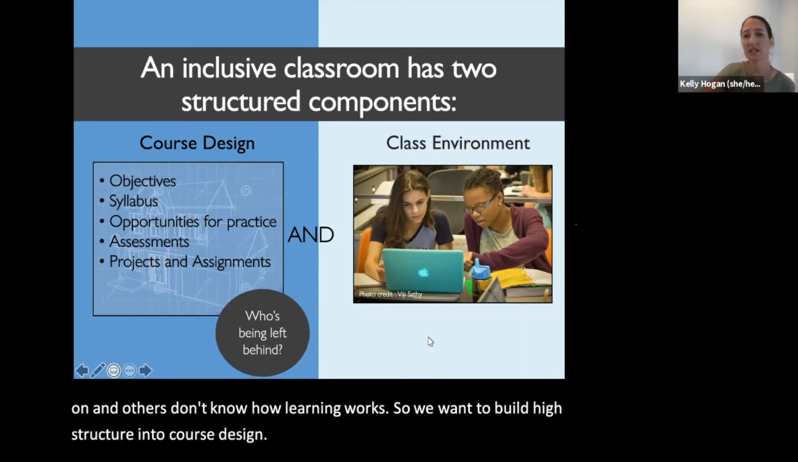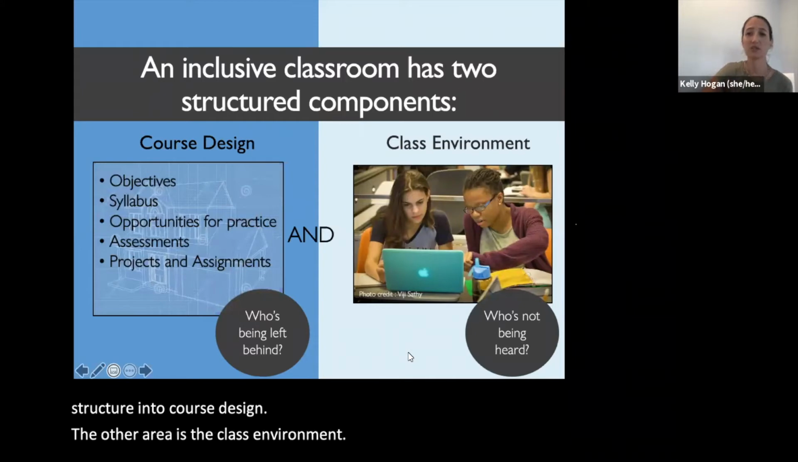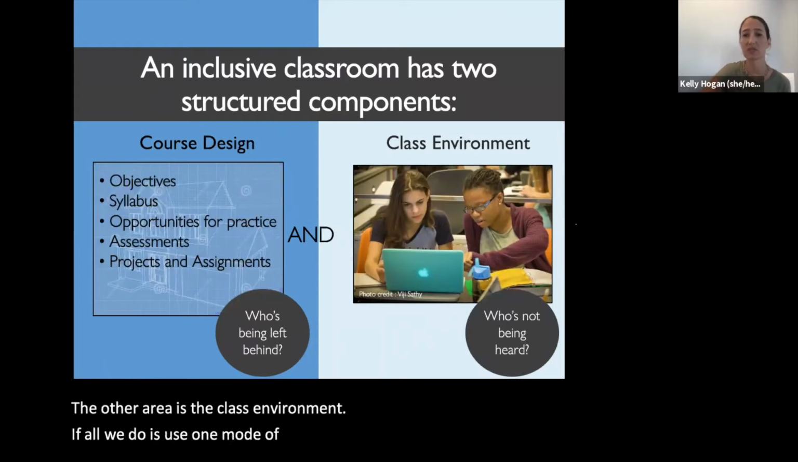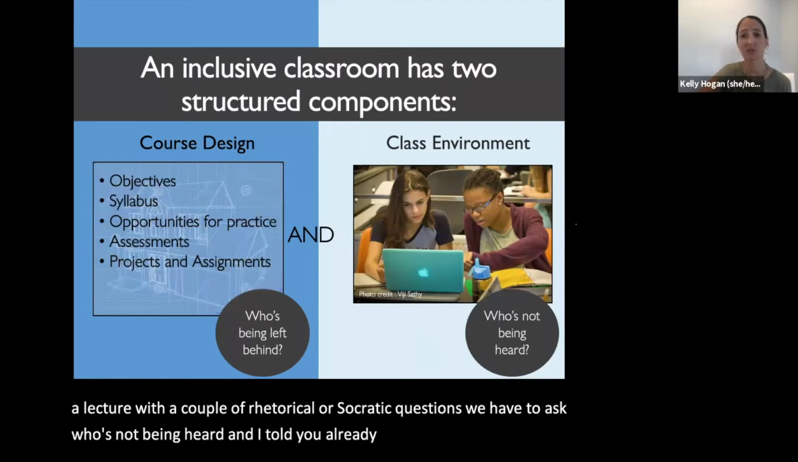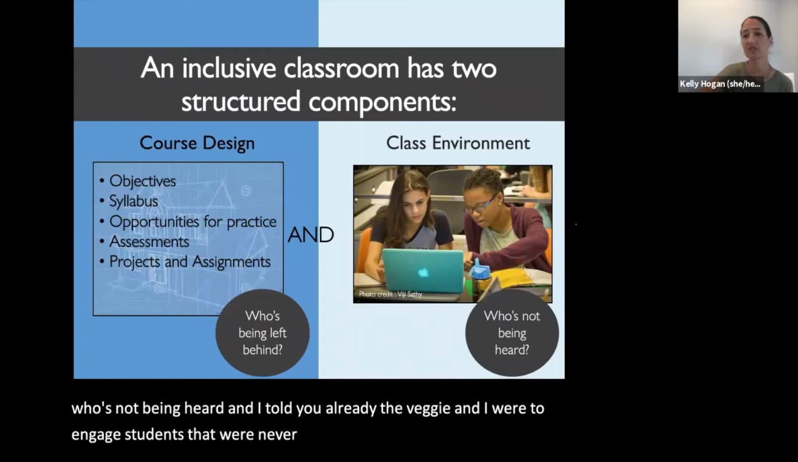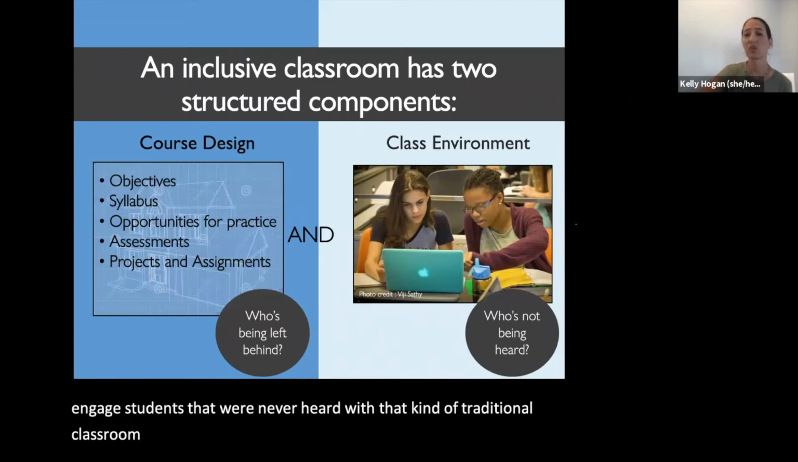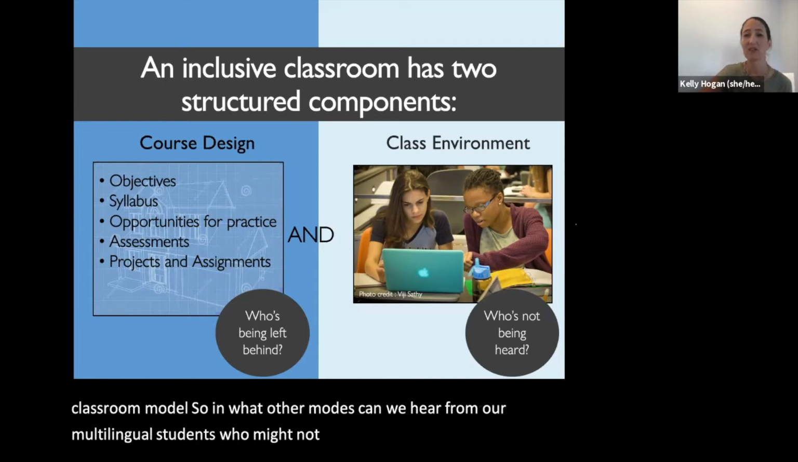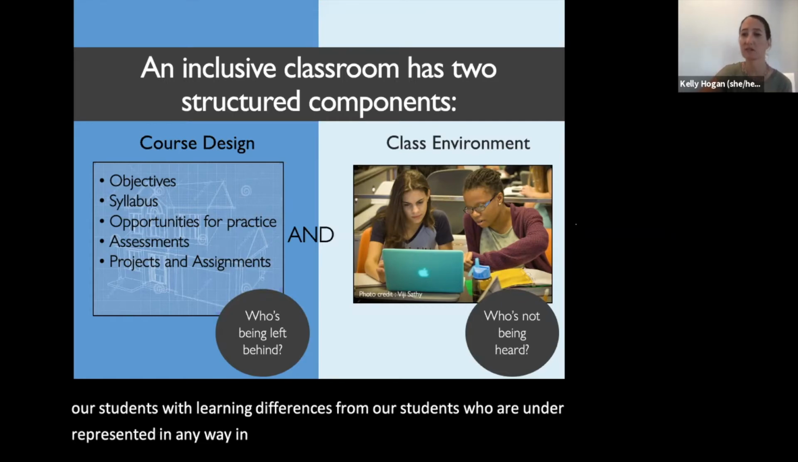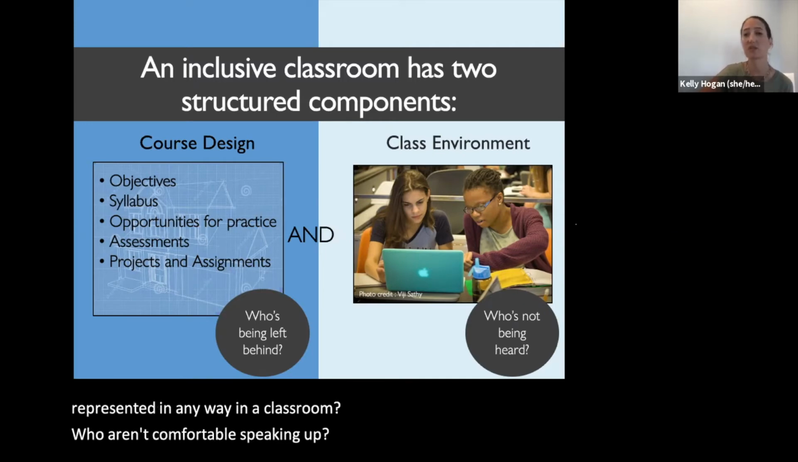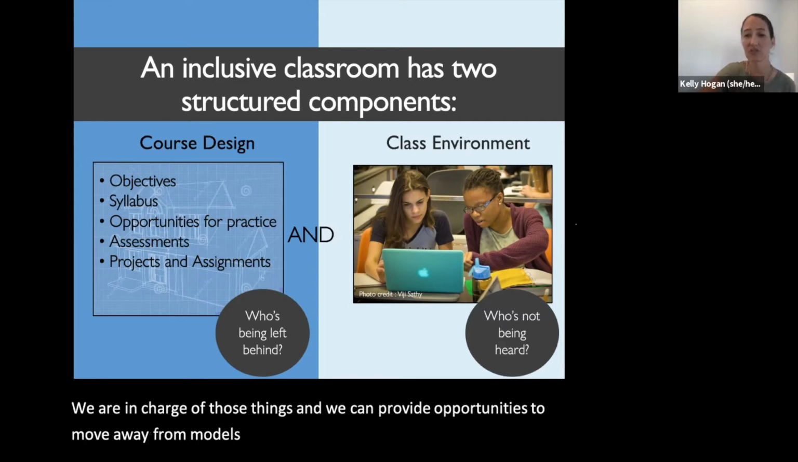The other area is the class environment. If all we do is use one mode of interacting with our students, perhaps a lecture with a couple of rhetorical or Socratic questions, we have to ask who's not being heard. I told you already that Viji and I were two engaged students that were never heard with that kind of traditional classroom model. So in what other modes can we hear from our multilingual students who might not feel comfortable speaking up? From our students with learning differences, from our students who are underrepresented in any way in a classroom and aren't comfortable speaking up? We are in charge of those things, and we can provide opportunities to move away from models that don't allow for others to be heard.